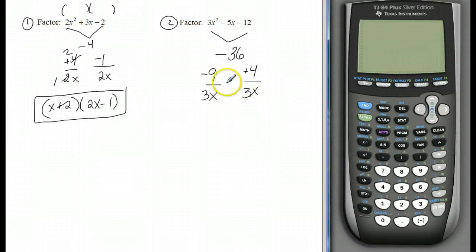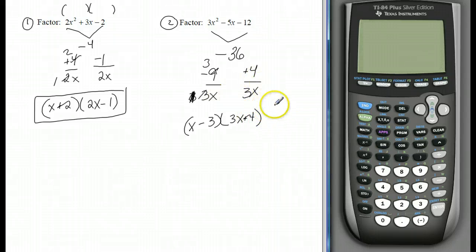We reduce it if we can. So 3 goes into both of these. That's a 1. And then we read it upside down. So it's going to be 1x minus 3 times 3x plus 4. And if you want, you can check it out. You can distribute it out. Minus 9 plus 4 is minus 5 for the middle. x times 3x is 3x squared. Negative 3 times 4 is negative 12. And that's the factoring.